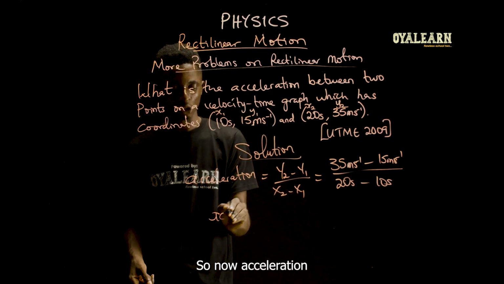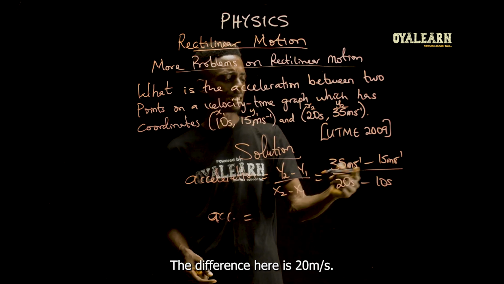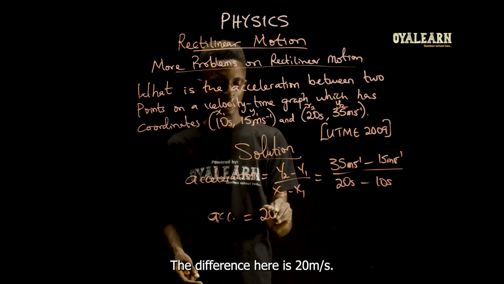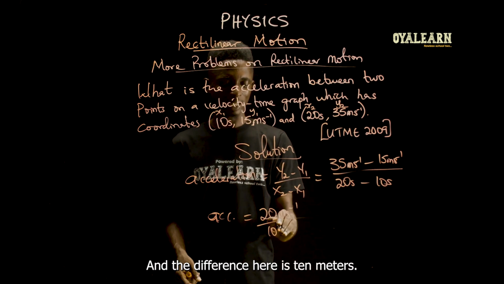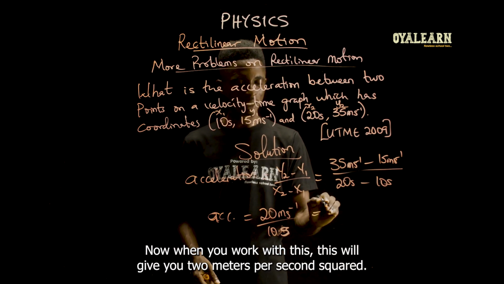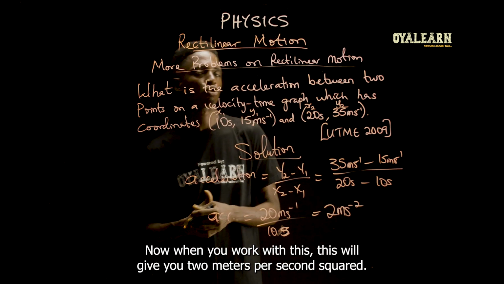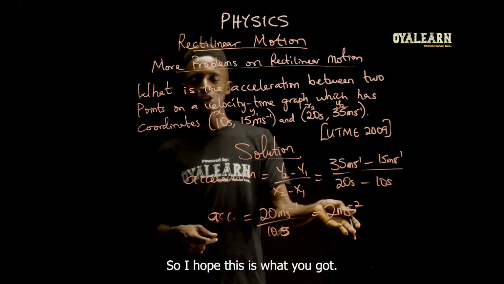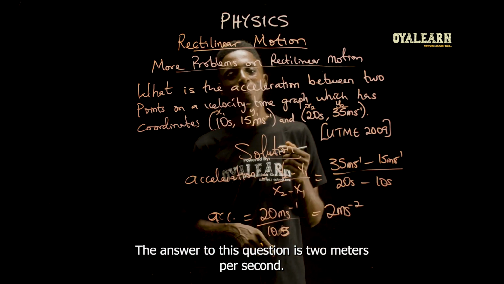So now acceleration equals, the difference here is 20 meters per second, and the difference here is 10 seconds. Now when you work with this, it will give you 2 meters per second squared. So I hope this is what you got. The answer to this question is 2 meters per second squared.